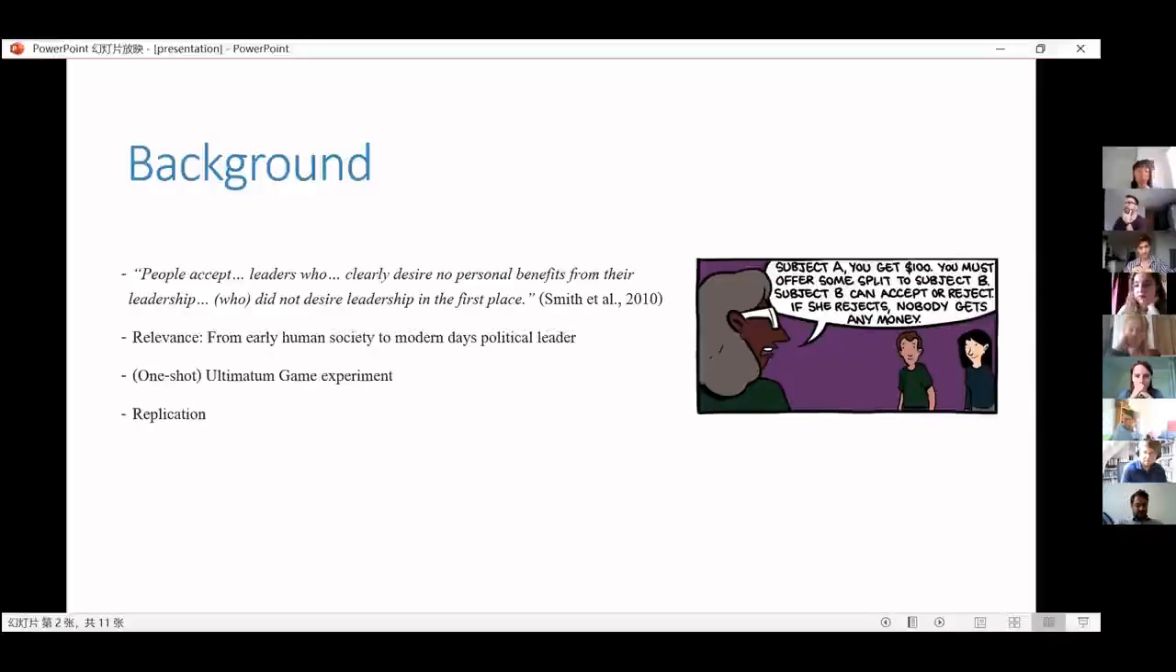So what Smith and his colleagues did is implement a one-shot ultimatum game. In this type of paradigm, you have a proposer and a receiver. The proposer can make a certain amount of monetary offer and the receiver chooses to accept or reject the offer. If the offer is accepted, then the proposer and receiver get the amount of money proposed by the offer, and if it's rejected, both get nothing. This paradigm also mimics the real world situation where we have political leaders who make decisions and we have followers who can follow or punish the leader.